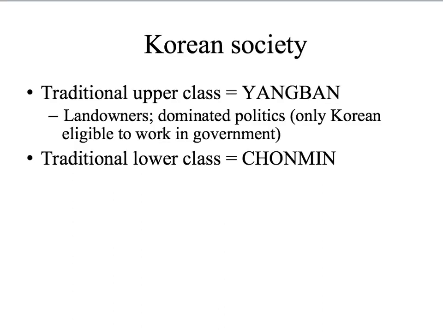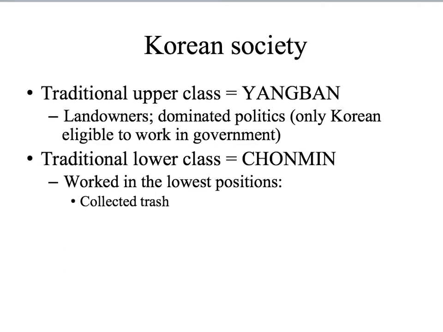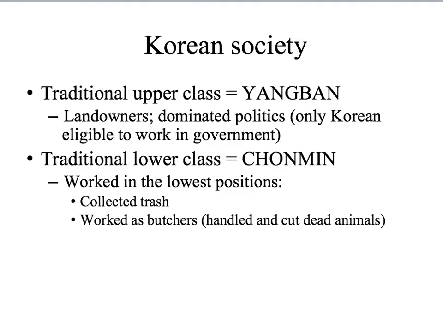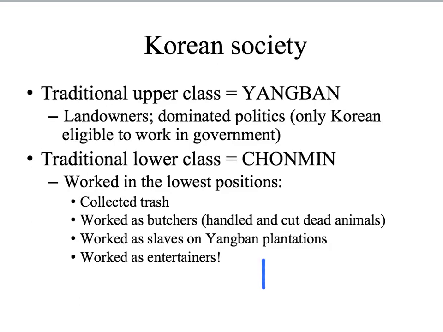At the other end of society, you have what's called the Chonmin. So this is the traditional lower class, sort of like a slave class in Korea. They did things like collect trash and garbage. They worked as butchers, so they handled dead animals and cut dead animals in order to produce meat that could be cooked. They worked as slaves, as laborers, as peasants on these Yangban plantations. And they worked as entertainers. That's right, ladies and gentlemen. One Direction would be Chonmin, the lowest class in society, if they were in Korea during this time period.